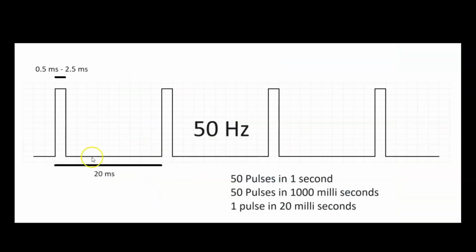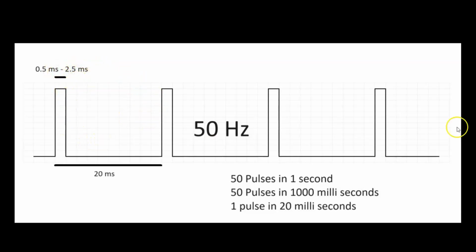So a 50 Hz signal is something like this, there are tiny pulses, so 50 pulses in 1 second, that's the 50 Hz, so 50 pulses in 1000 milliseconds. So, one pulse in 20 milliseconds. That's how we got this 20 milliseconds. So, this 0.5 millisecond to 2.5 milliseconds, this is how we control the servo motor.